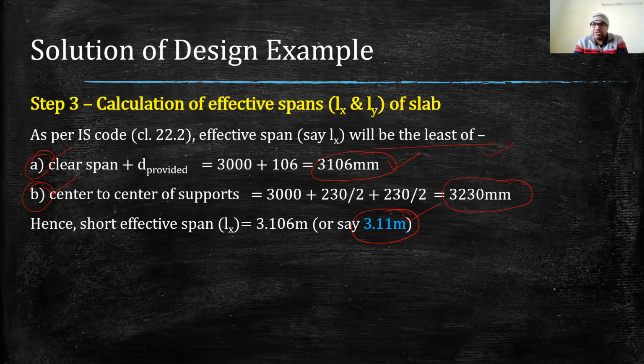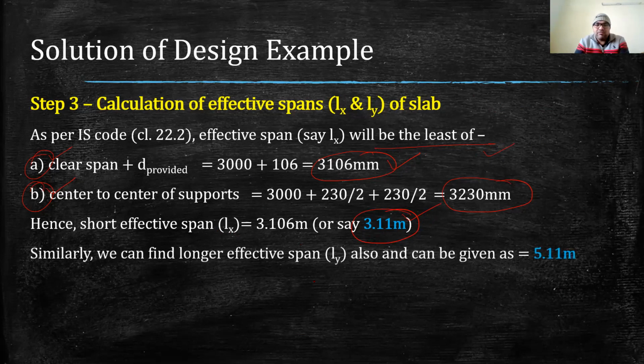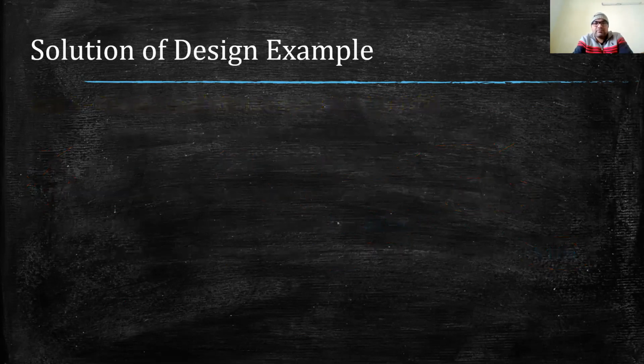Similarly, with the same process, we can find out the value of Ly also. With the same process, the Ly value will be 5.11. If we put 5000 in place of 3000, we will have 5106 in the first case, and similarly 5230 in the second case. So the least value will be 5.11, which we got after round off. So that is the third step in which we have calculated the effective spans.